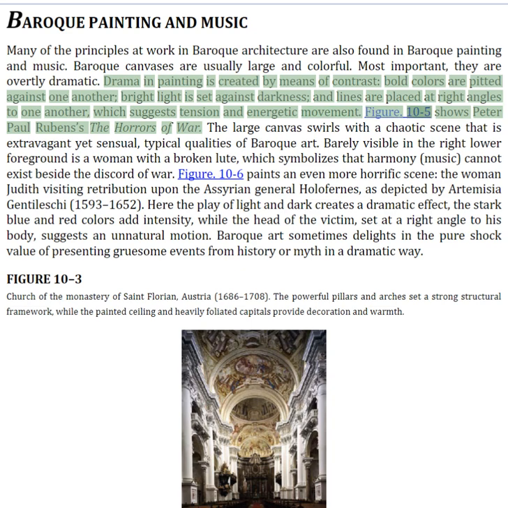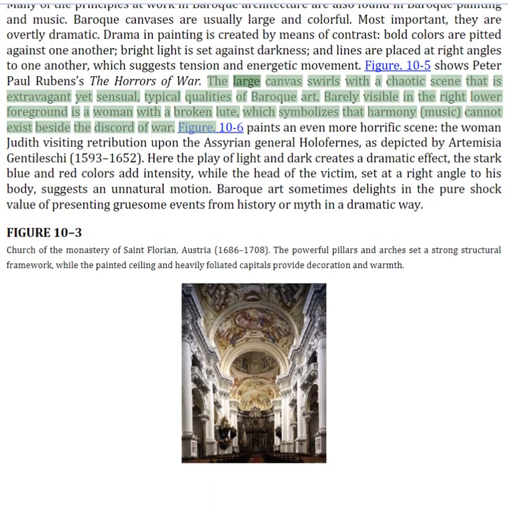Figure 10-5 shows Peter Paul Rubens's The Horrors of War. The large canvas swirls with a chaotic scene that is extravagant yet sensual, typical qualities of Baroque art. Barely visible in the right lower foreground is a woman with a broken lute, which symbolizes that harmony cannot exist beside the discord of war.